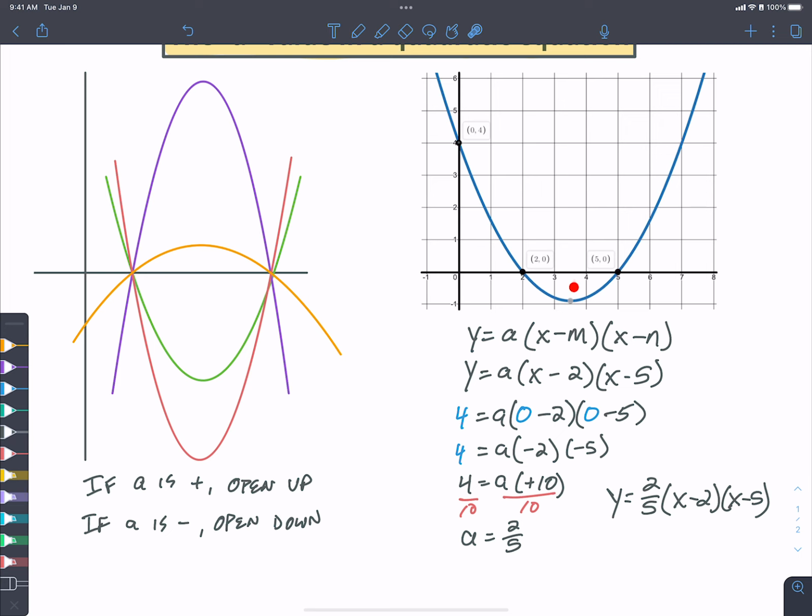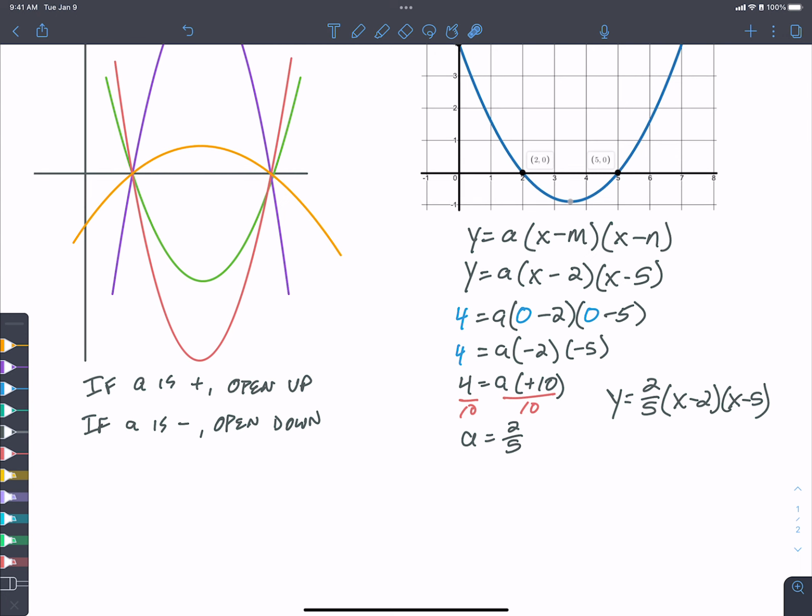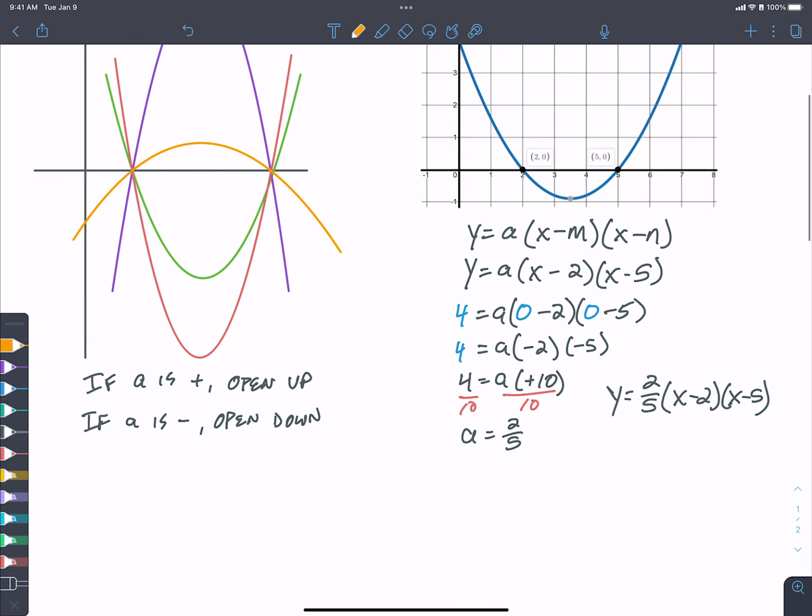So it even looks like I might be able to find this. Let's see if this is 2 and that's 5. Let's see if we can find this axis of symmetry. Let's see if we can find this vertex real fast.